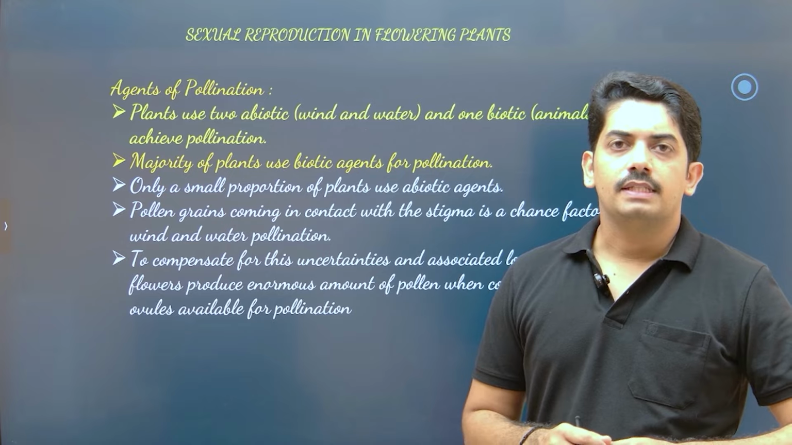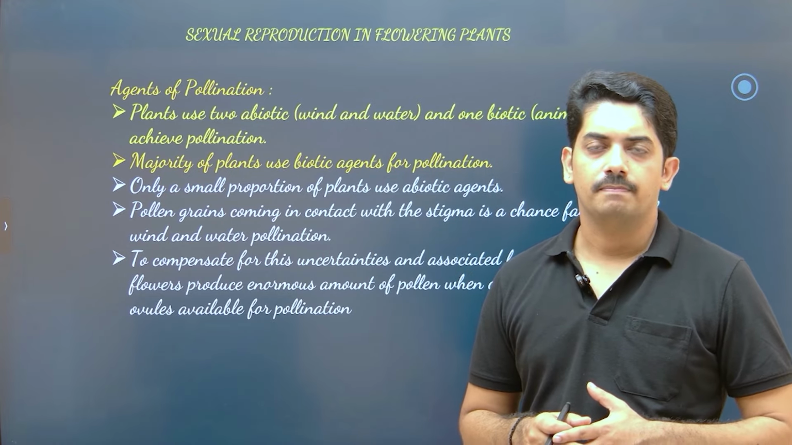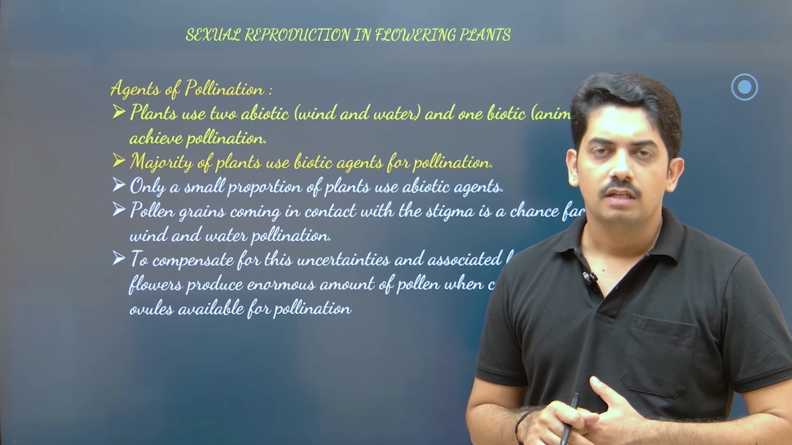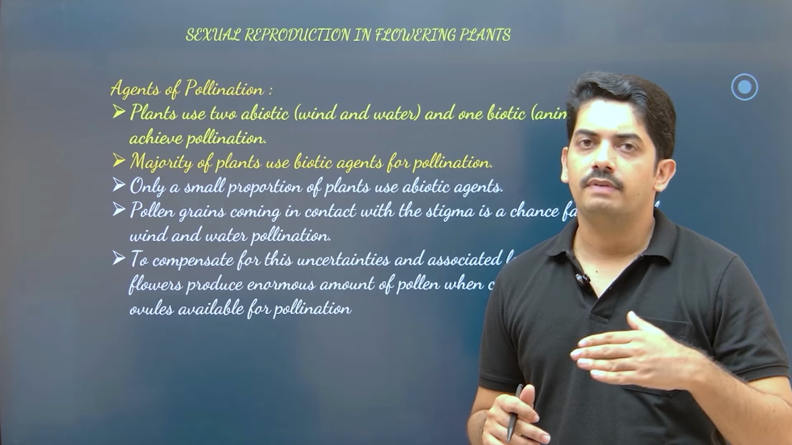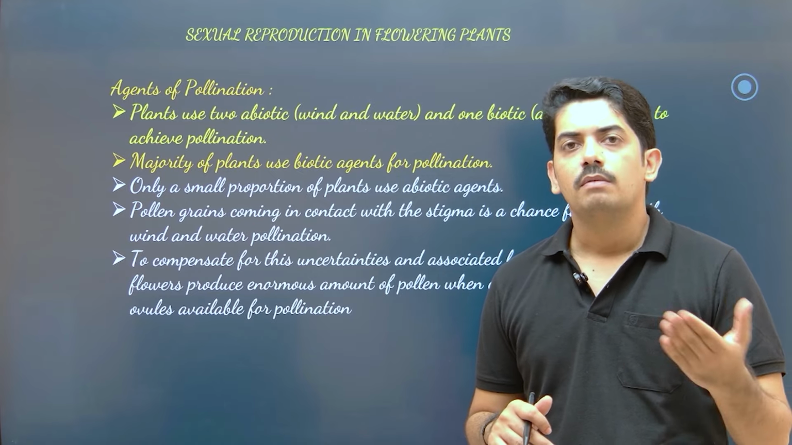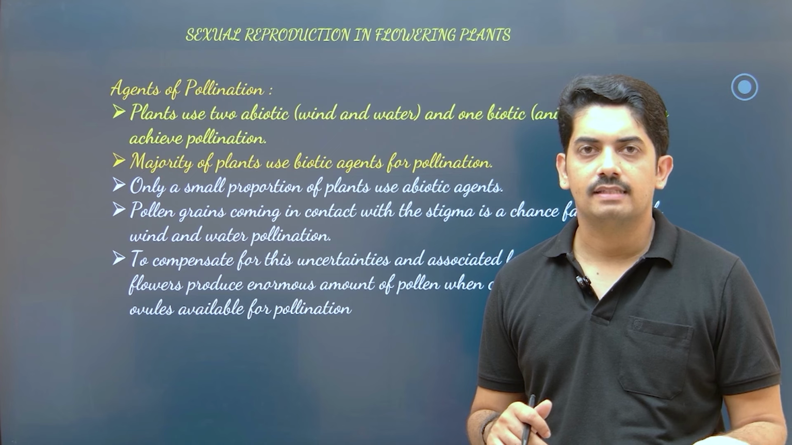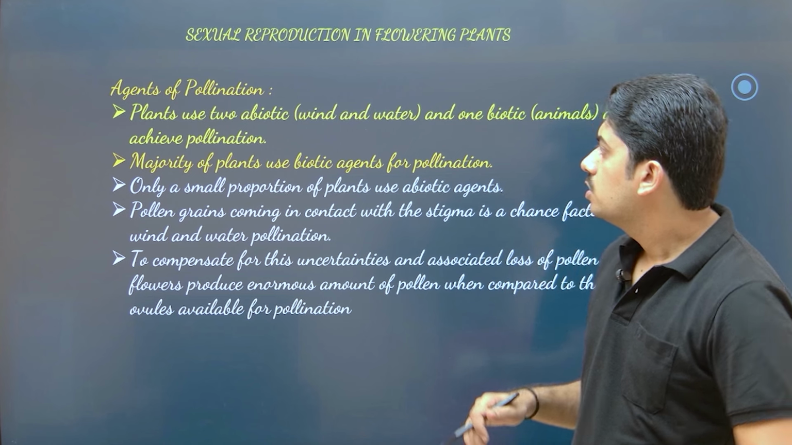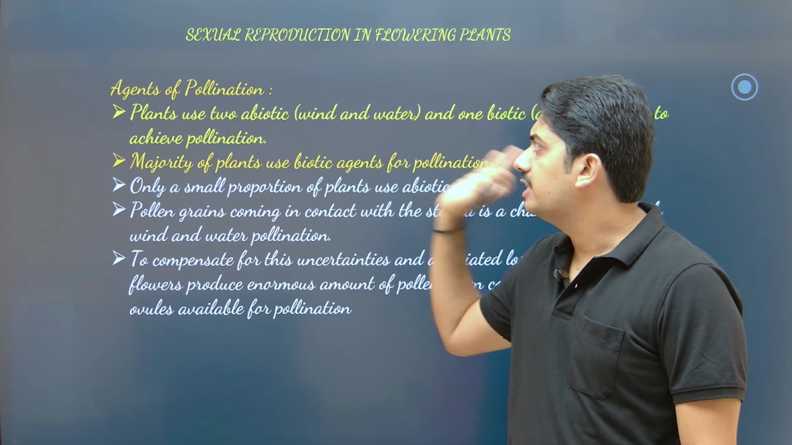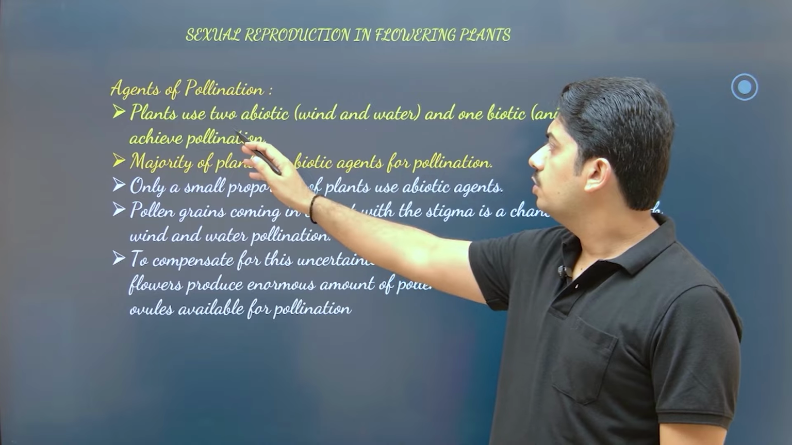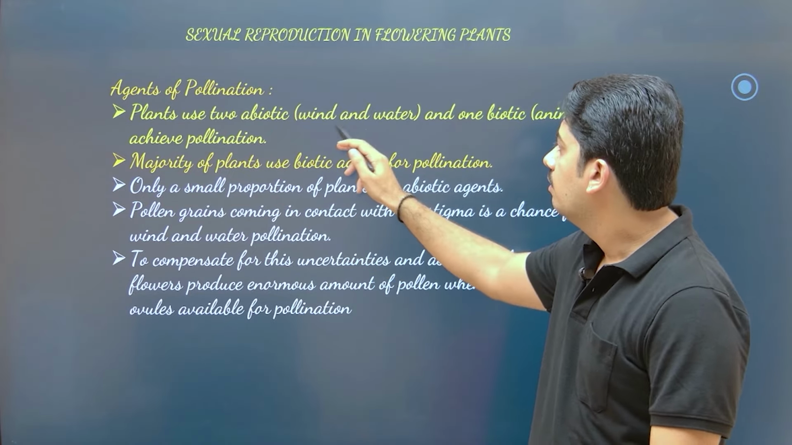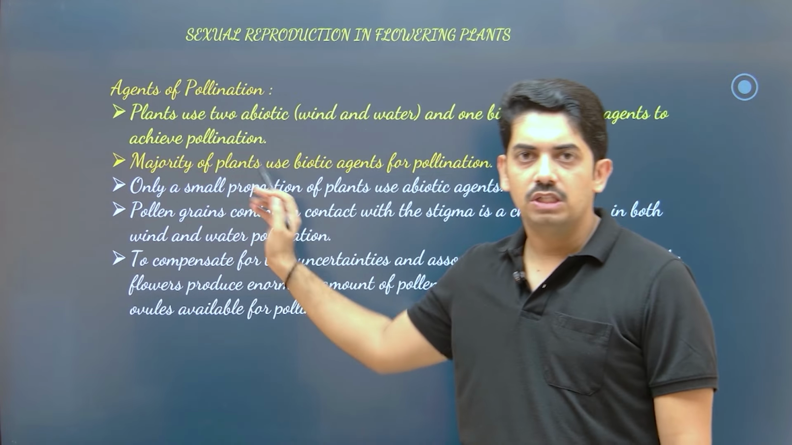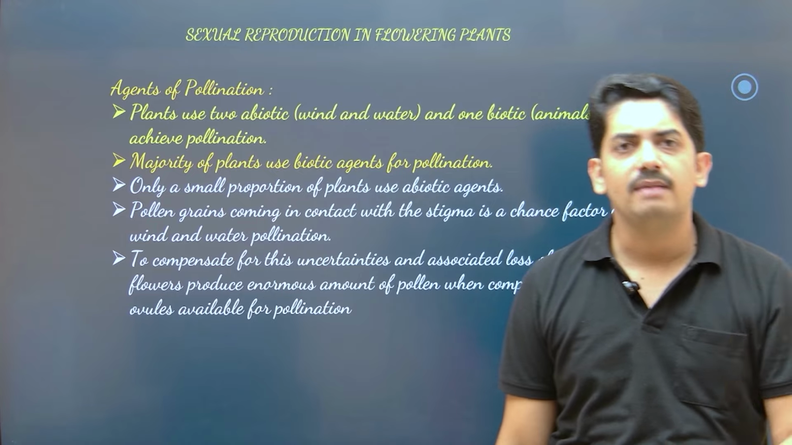Now the next concept is agents of pollination. In order to transfer the pollen grain from anther to the stigma, either we require wind or we require water or pollinating agents like insects, snails, ants, birds, animals, etc. So they are acting as agents of pollination. Plants use two abiotic factors like wind and water and one biotic factor, that is animals, to achieve pollination. Pollination is a very beautiful process.